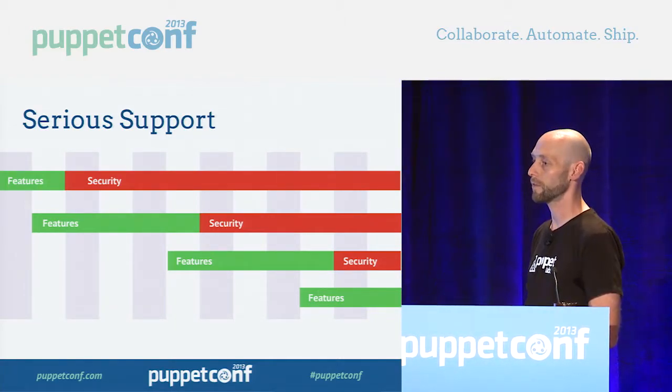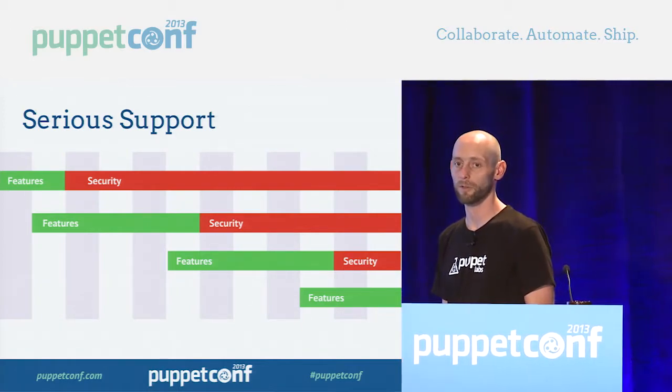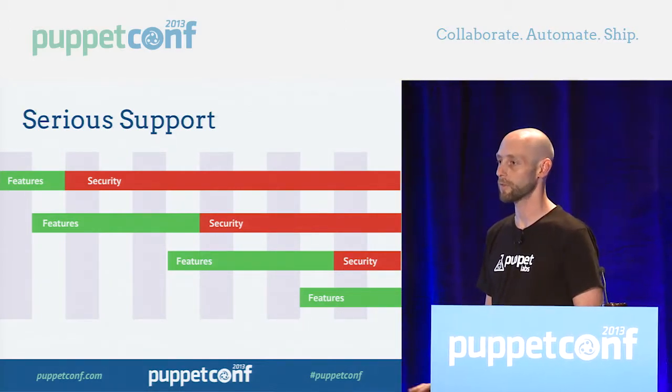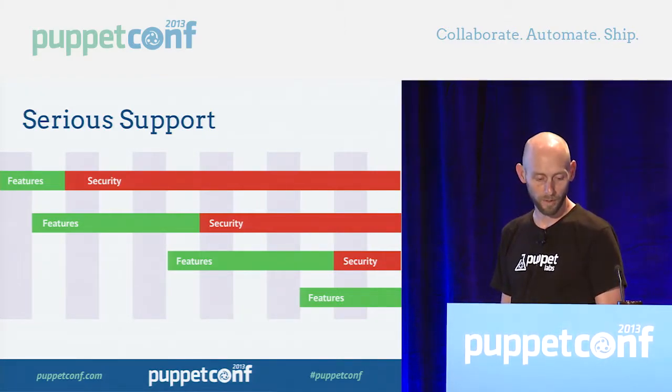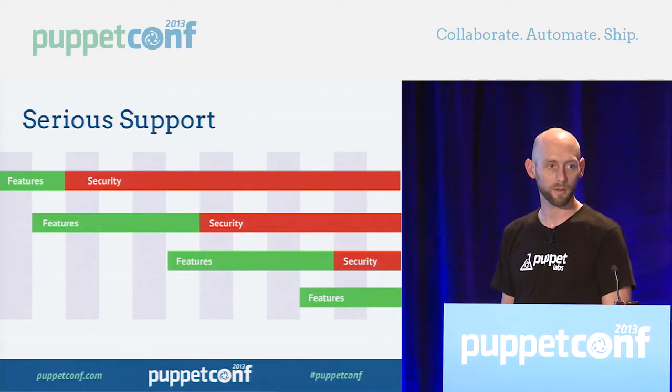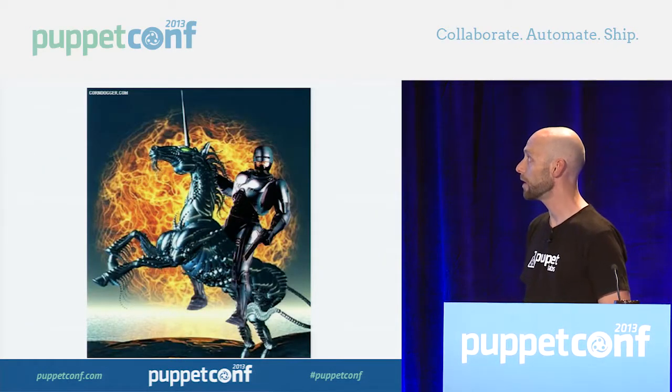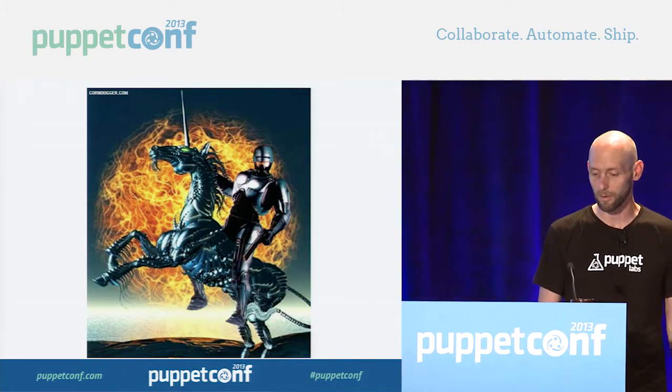And if you have, as I said, a slower moving, more risk-averse organization, you're totally going to be supported for that for a couple of years. So that's it. The question I posed in my opening slide is, how awesome is Puppet Enterprise 3? I think it's pretty awesome. It may even be more awesome than RoboCop on a unicorn.